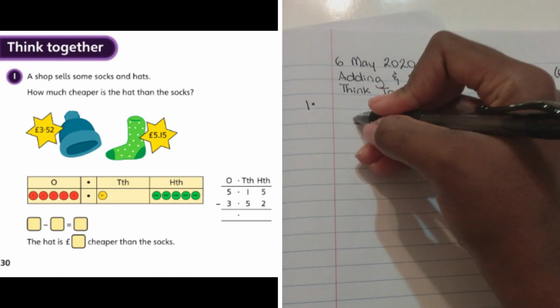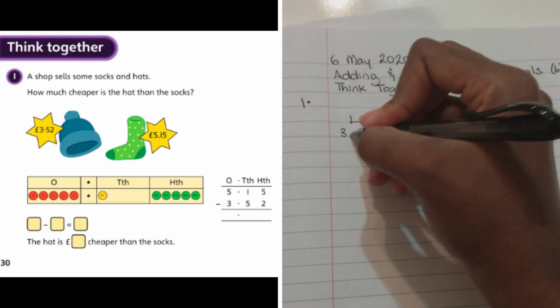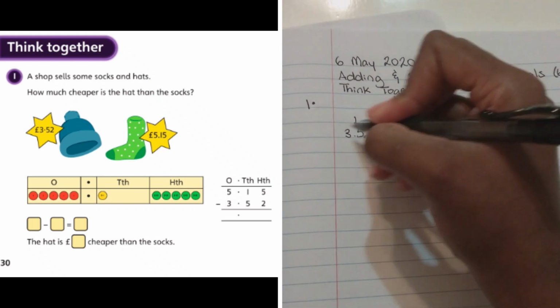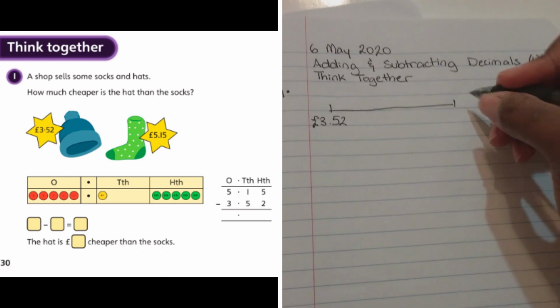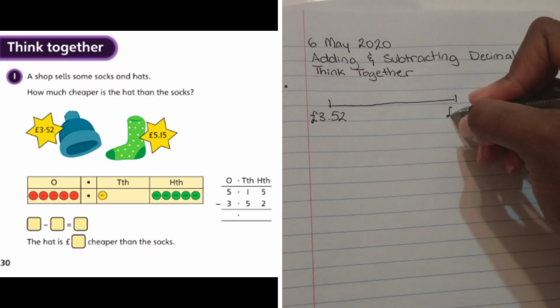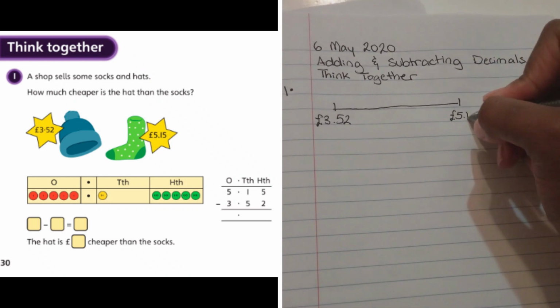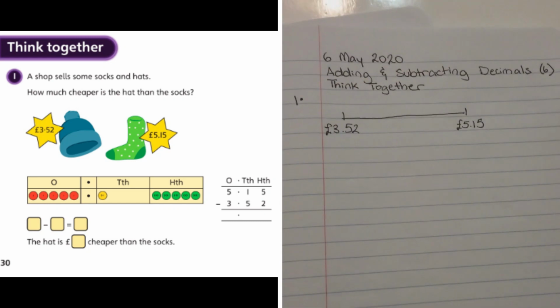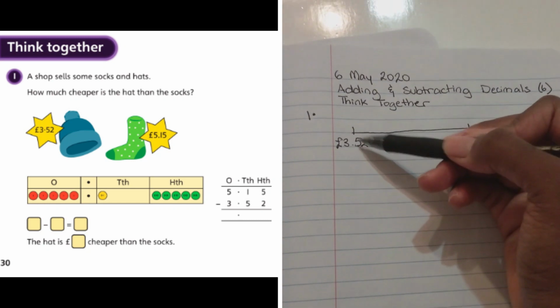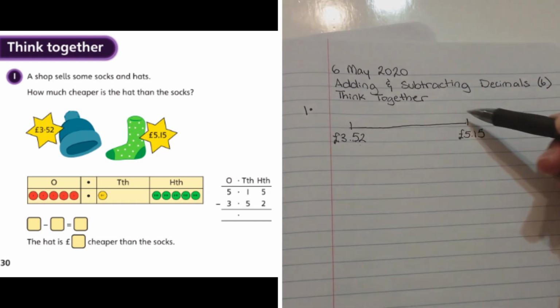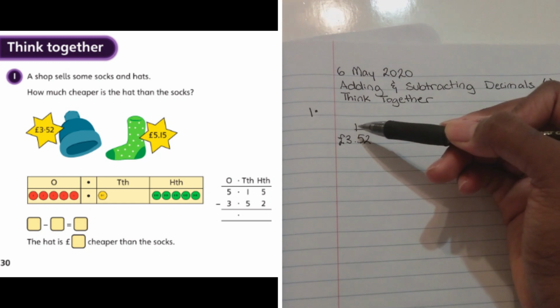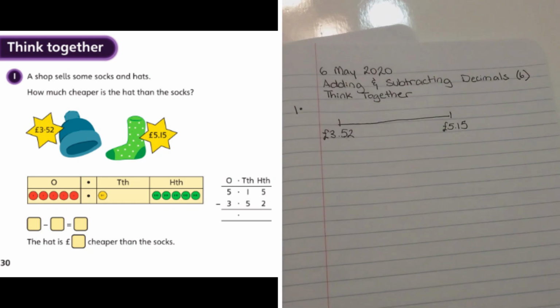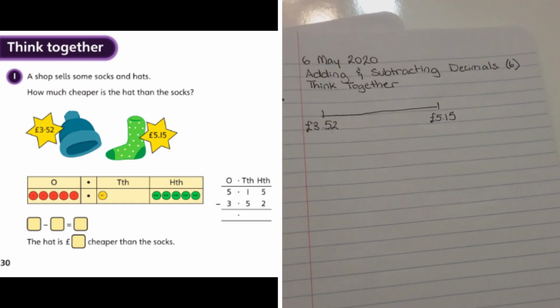So the hat costs £3.52, whereas the socks cost £5.15. For me to find how much cheaper this is, I'd have to see what's the difference between here and here. Or I could start here and jump backwards until I get here. Now I could do this on a number line, but personally I would rather use stacking.